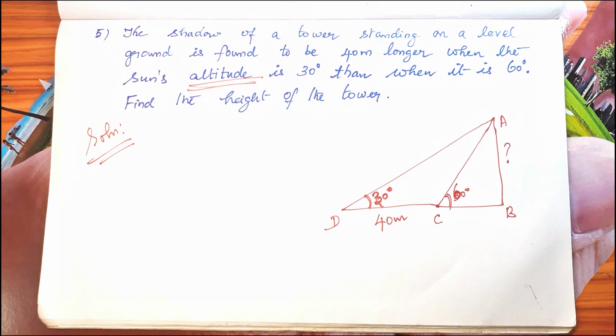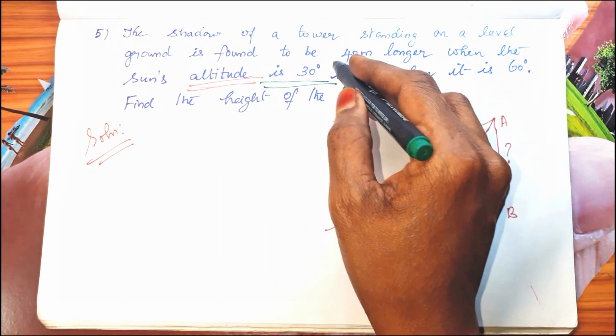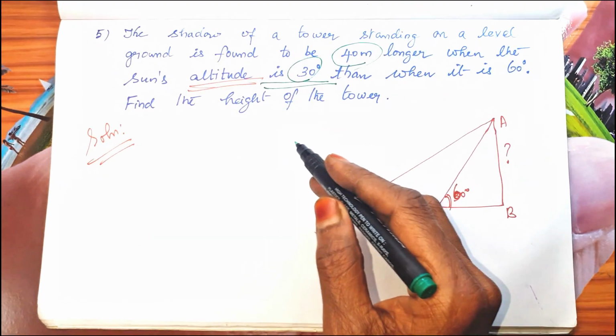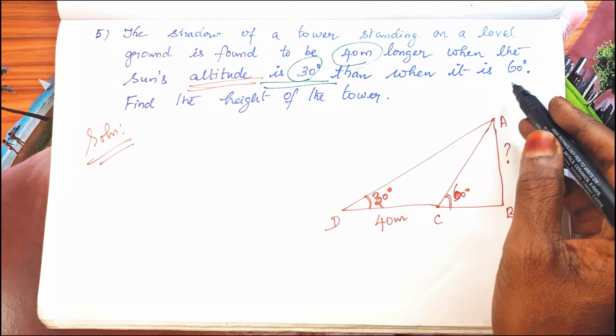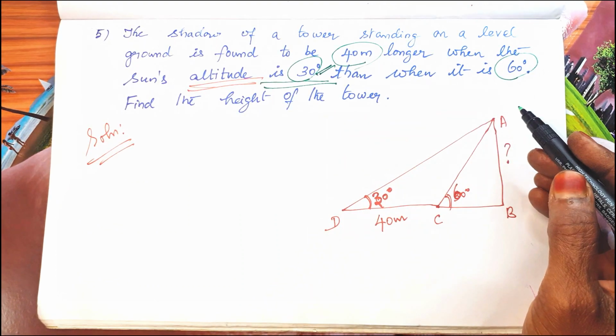This is problem number 5. The shadow of a tower standing on a level ground is found to be 40 meters longer when the sun's altitude is 30 degrees than when it is 60 degrees. Find the height of the tower. So when the altitude is 30, the shadow is longer. How much longer? 40 meters is extra when we take the altitude as 30. Then if it is 60, it is lesser.